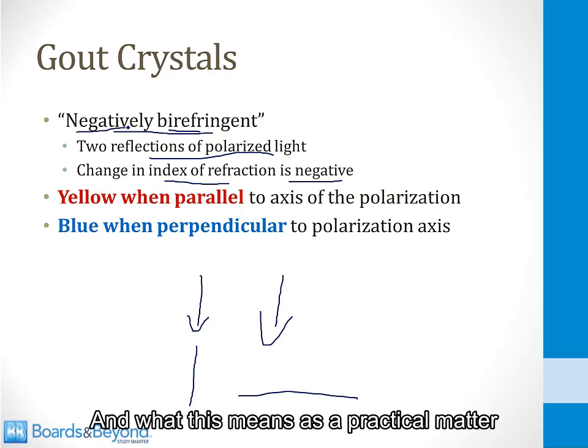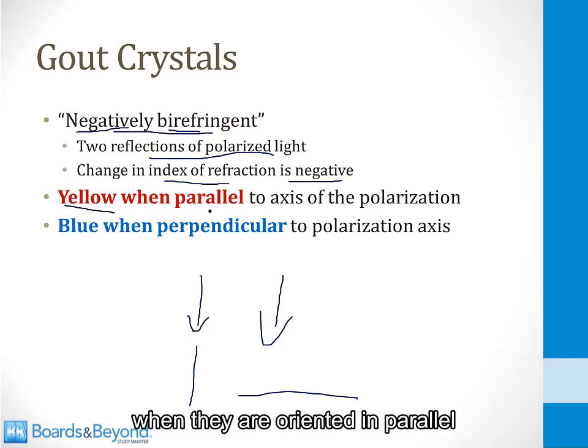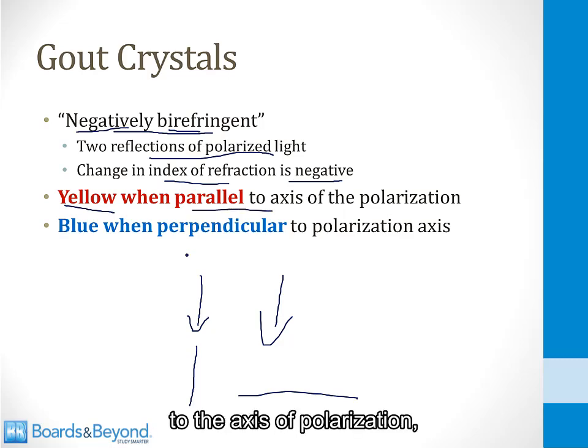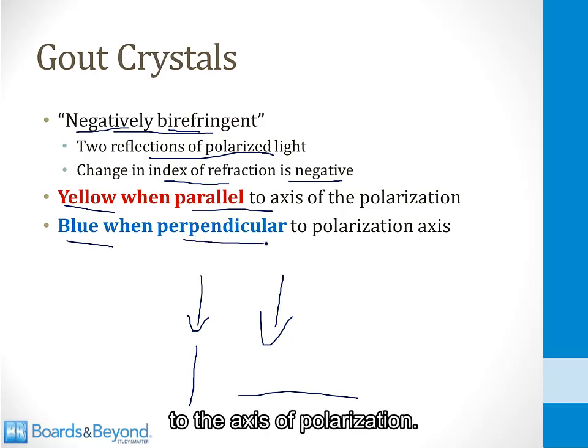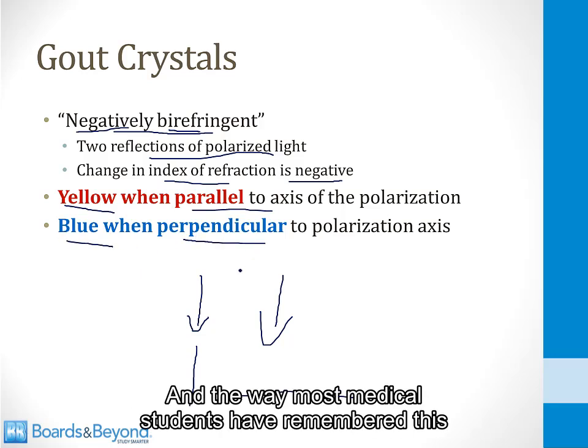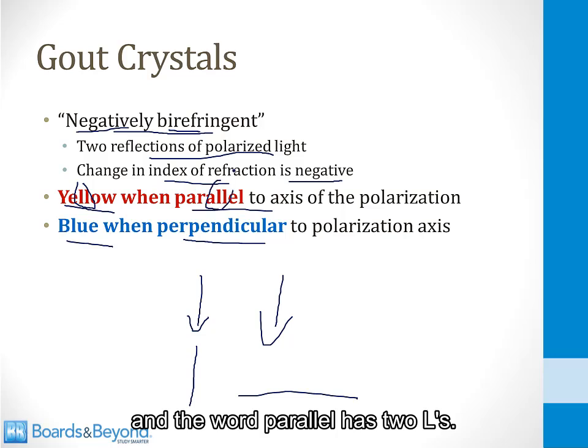And what this means as a practical matter is that the gout crystals will appear yellow when they are oriented parallel to the axis of polarization, and they will appear blue when they are oriented perpendicular to the axis of polarization. And the way most medical students have remembered this for years is that the word yellow has two L's and the word parallel has two L's. If you could just remember that, you can remember the colors based on orientation of the crystals.